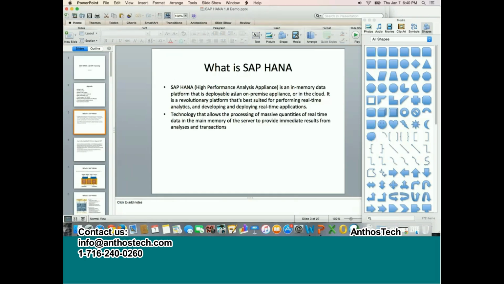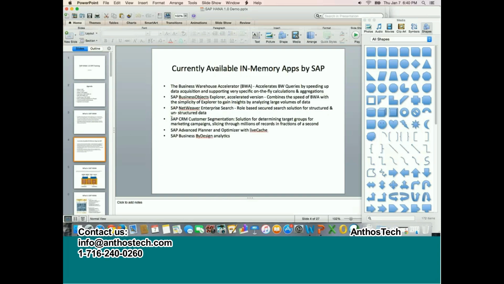So SAP HANA is a high performance analytic appliance. It's an in-memory data platform or appliance, deployable on-premises or on cloud. We'll explain that later. So it is a revolutionary platform that is best suited for performing real-time analytics and developing and deploying real-time applications.